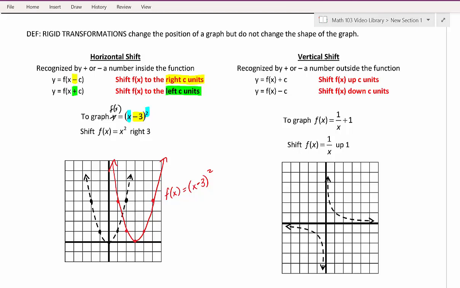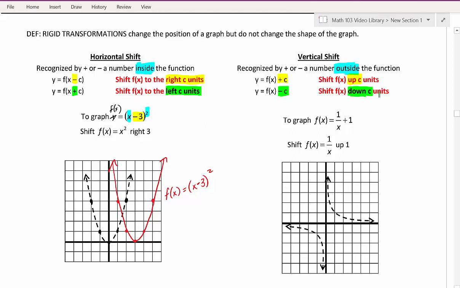Our next rigid transformation is a vertical shift, and that's exactly what it sounds like. We're going to be shifting a graph either up or down. A vertical shift, we recognize that that's going to occur when we have plus or minus a number outside the function. So with horizontal shift, it was happening inside, but here we need to see that plus or minus a number outside the function. If it's a plus c on the outside, we're going to go up that many units. And if it's a minus number outside the function, we're going to go down that many units.